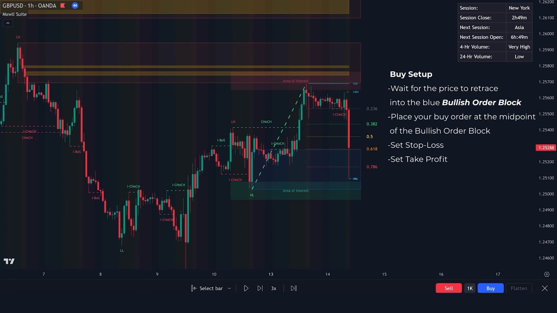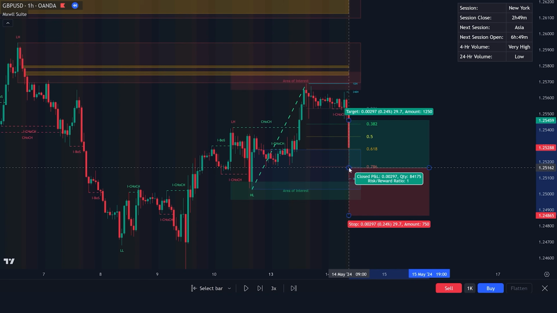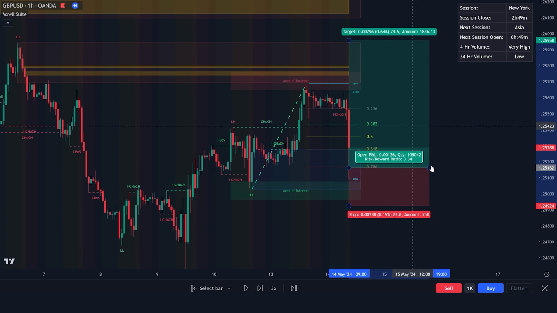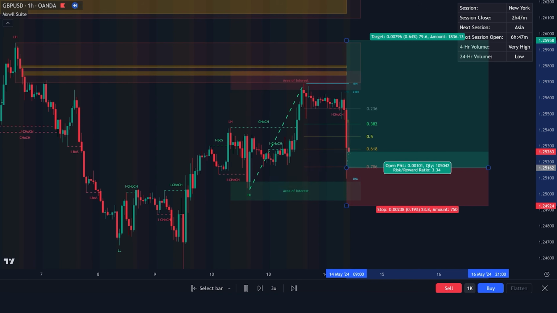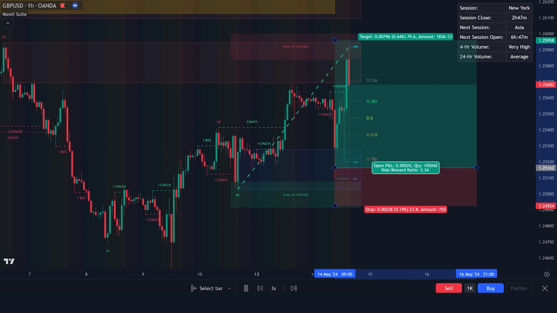For the best buy trade entry, wait for the price to retrace into the blue bullish order block. Look to enter the trade at the midpoint of this block. Place your buy order at the midpoint of the blue bullish order block once the price retraces into it. Place your stop loss just below the most recent swing low. Set your take profit based on a favorable risk-to-reward ratio, considering your risk tolerance and current market conditions. Here is the result.